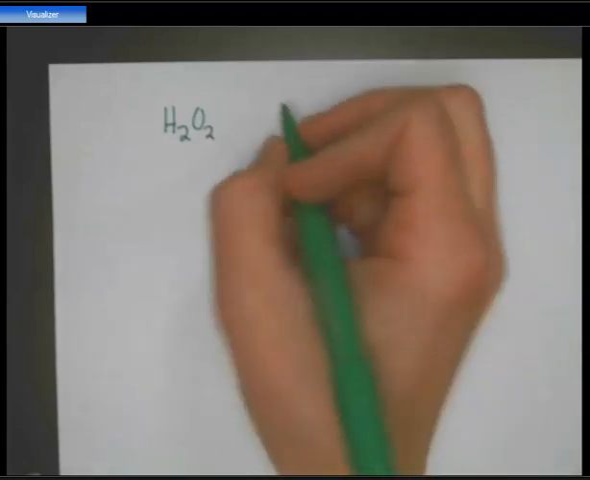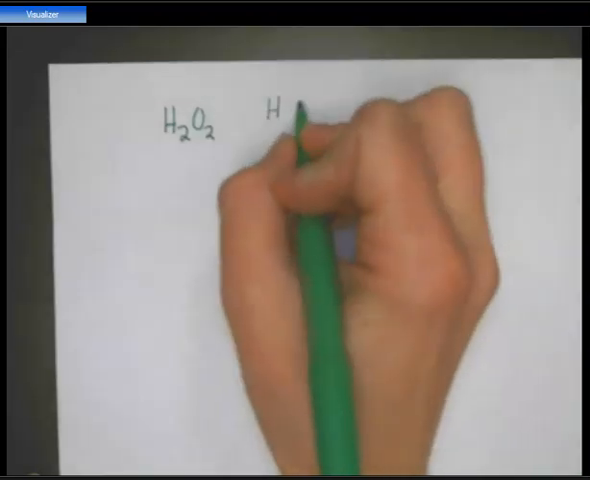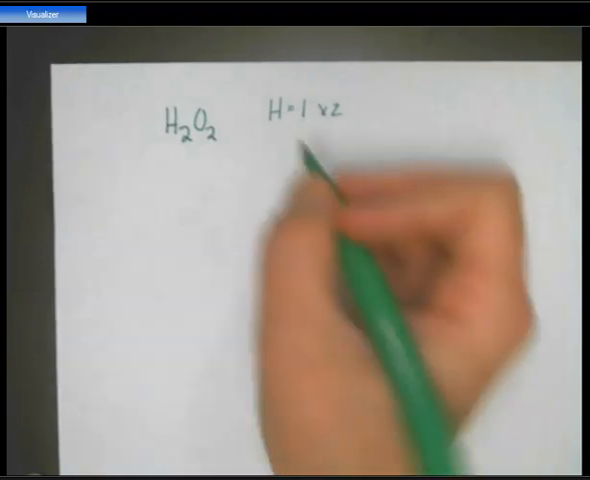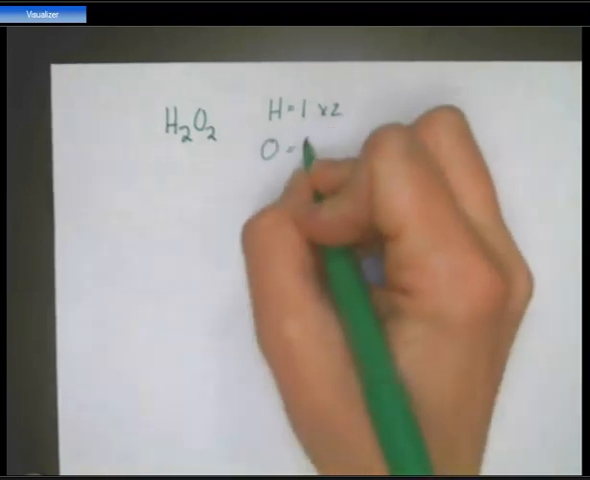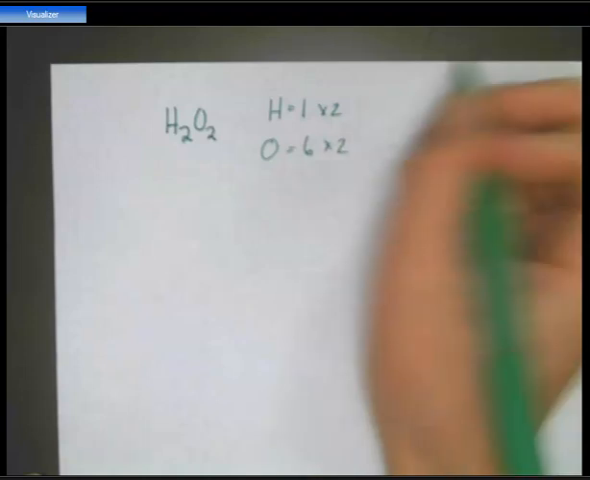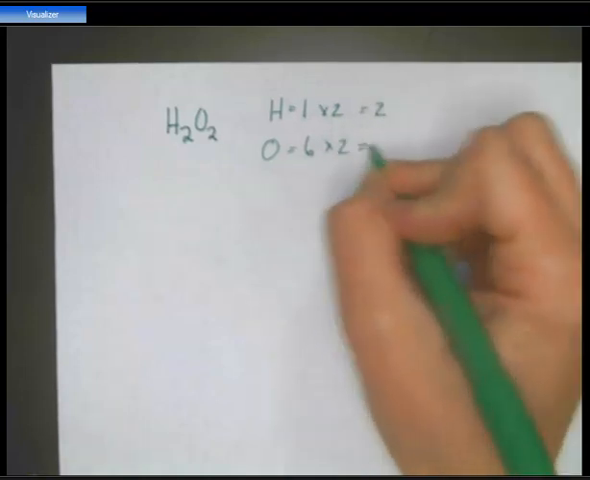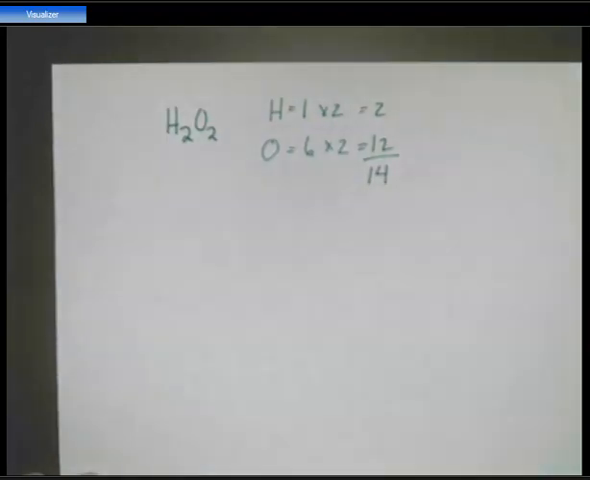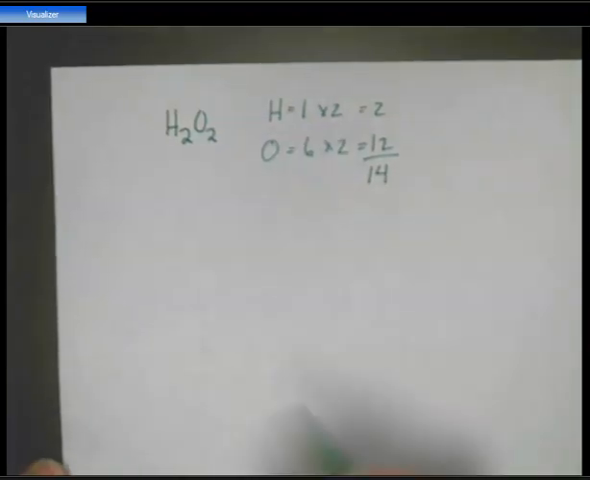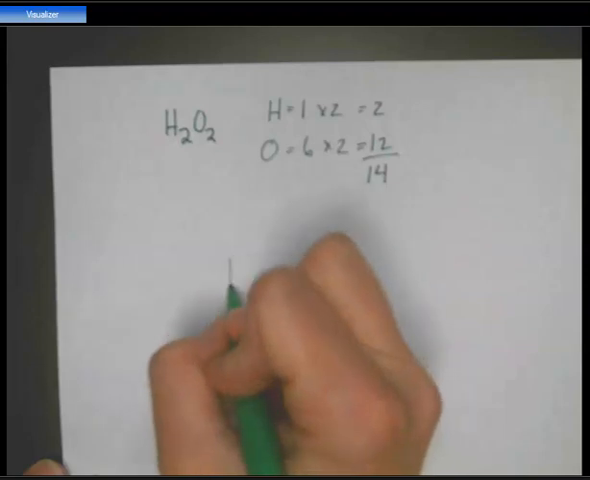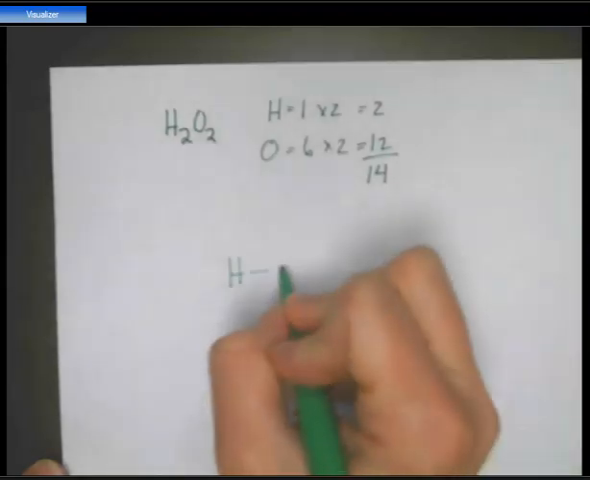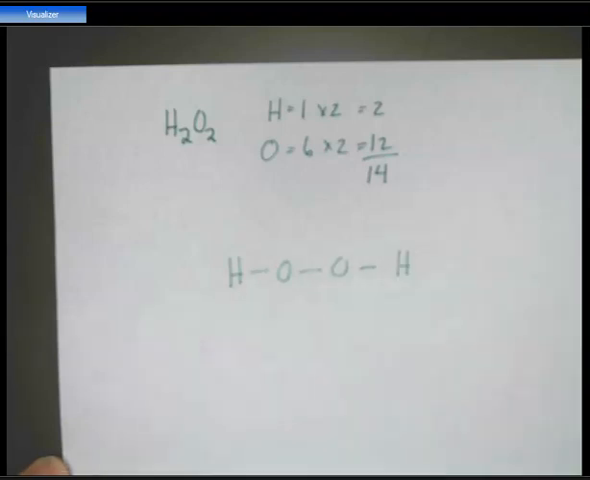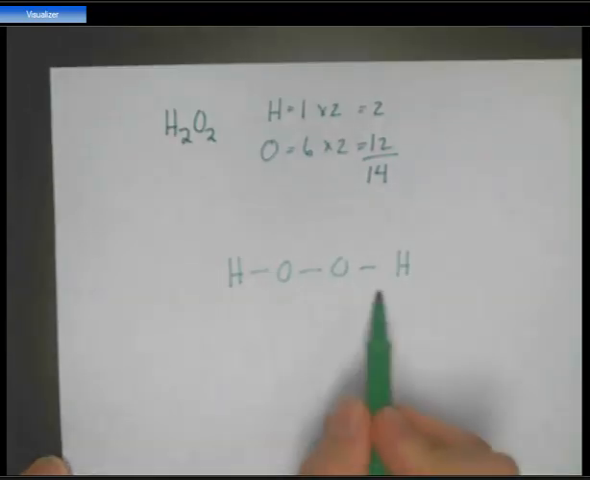So if you have 2 hydrogens, each hydrogen has 1 valence electron, and we have 2 of them. Right? And each oxygen has 6 valence electrons, and we have 2 of them. So that will give us a total of 14 electrons for this molecule. Okay, so hydrogen can never go in the middle, so we're going to have to draw it like that, okay, because hydrogen has to go on the ends.